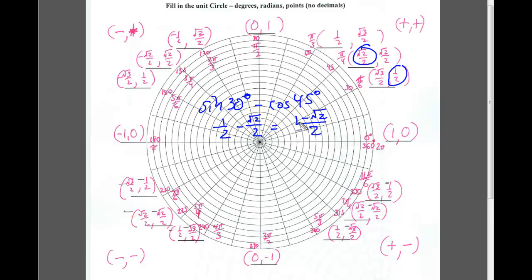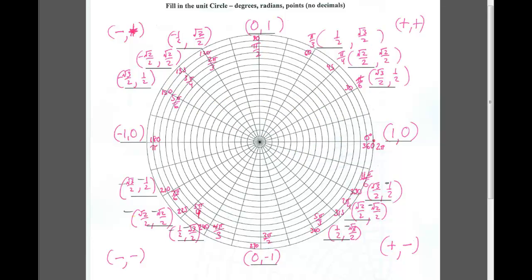The book will actually factor out a 1/2, so their answer in the back of the book would be 1/2 times the quantity of 1 minus square root of 2. I kind of think this is a more logical answer. Alright, so let's now go back to the second problem.